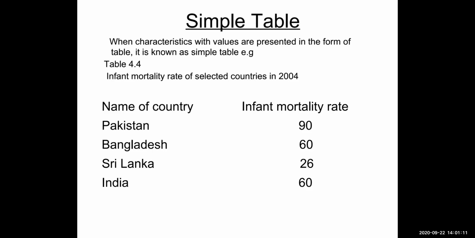This is the simple table. When characteristics with values are presented in the form of table, it is known as simple table, like name of the country and infant mortality rate. So we have names of the countries like Pakistan, Bangladesh, and the infant mortality rate or ratio is also given. Now this is the simple form of table.